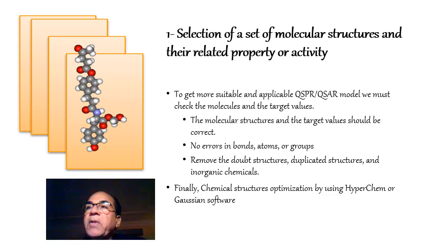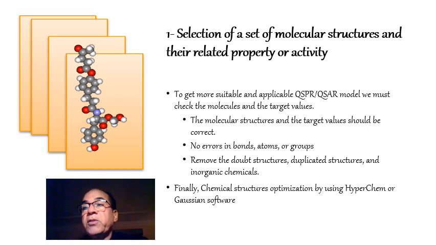The first step: selection of a set of molecular structures and their related property or activity. To get a more suitable and applicable QSPR/QSAR model, we must check the molecules and the target values. The molecular structure and the target values should be correct.